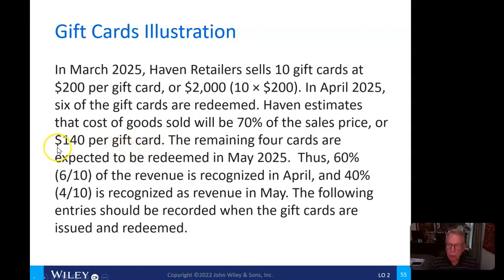In April 2025, 6 of the gift cards are redeemed. Haven estimates that the cost of goods sold will be 70% of the sales price, or $140 per gift card. The remaining 4 cards are expected to be redeemed in May, and thus 60% of the revenue is recognized in April, 40% in May. The following entries should be recorded when the gift cards are issued and redeemed.